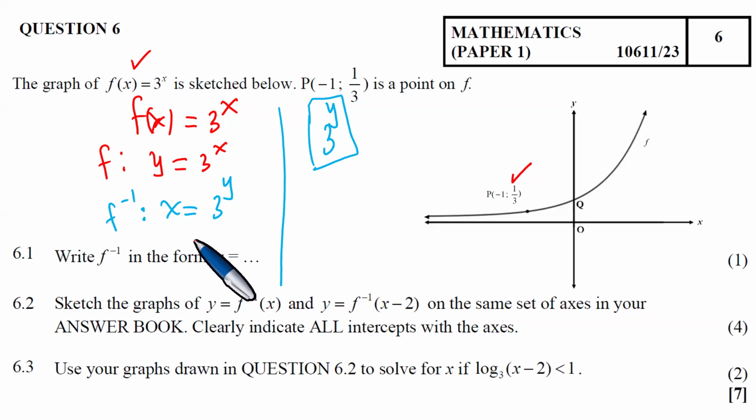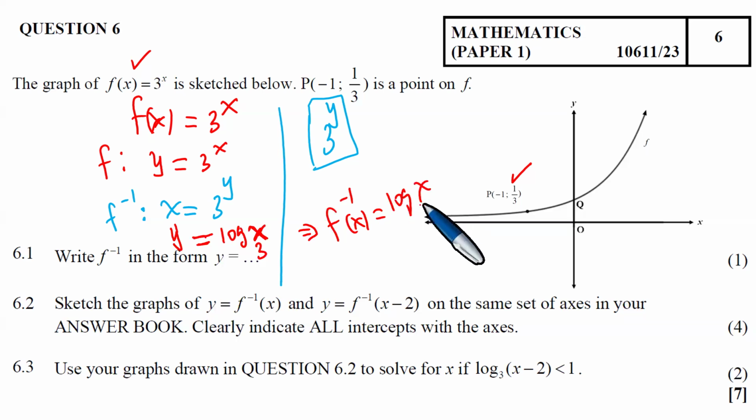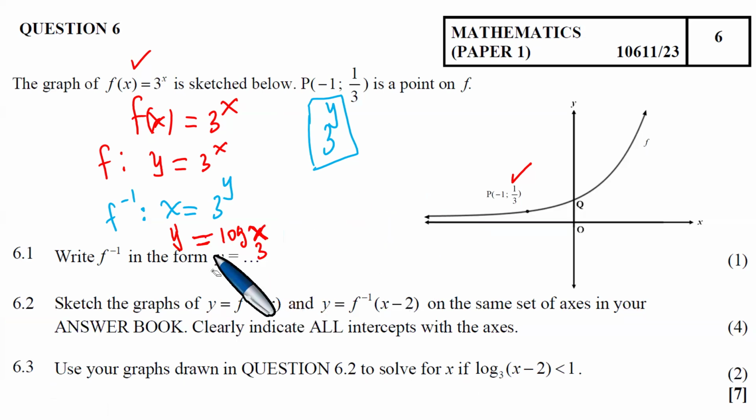Now, what you do is to then take y at this point, which will become the log of x base 3. Any question? So this new y is the inverse, and therefore you can say f inverse of x is the log of x base 3. And that is the inverse. But obviously the examiner wanted the inverse in the form y equals something. So y is the log of x base 3.